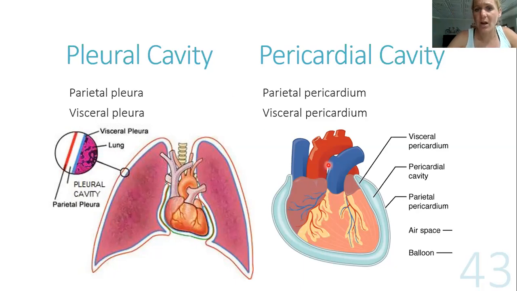Same thing is true with the heart. We have parietal pericardium on the outside of the heart. Then you've got that serous fluid, and then you have visceral pericardium, which is the deepest. So from deep to superficial, we have visceral pericardium, serous fluid, parietal pericardium.